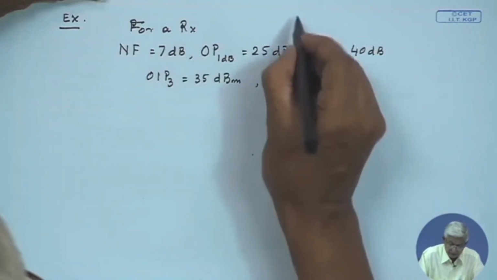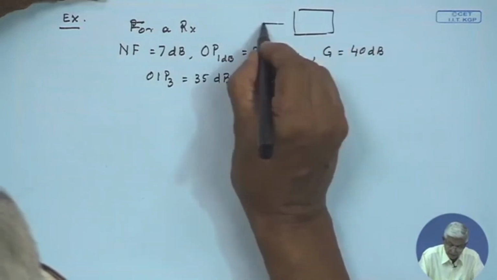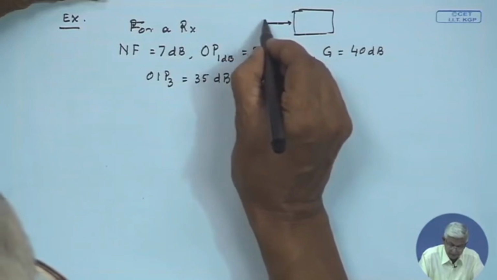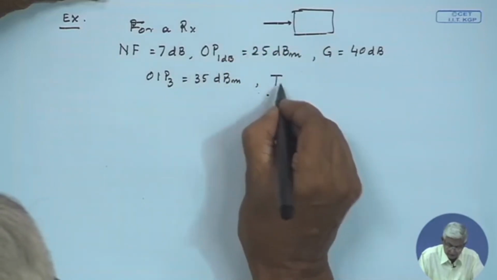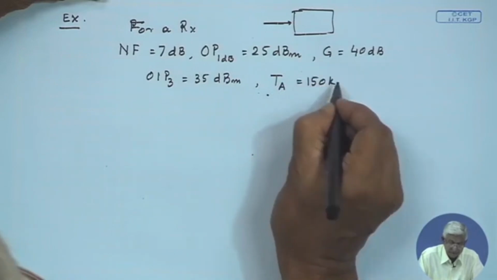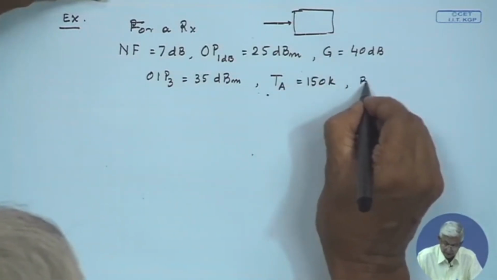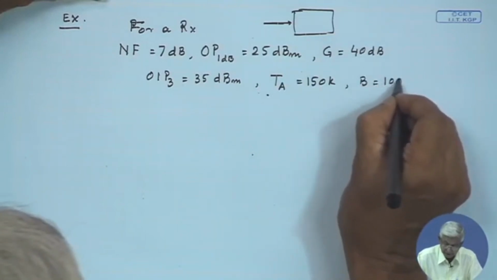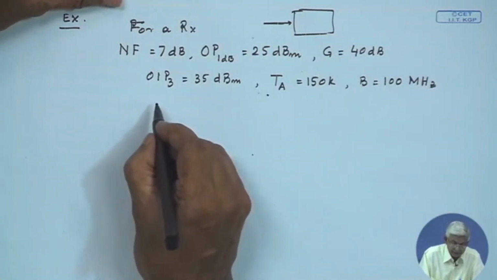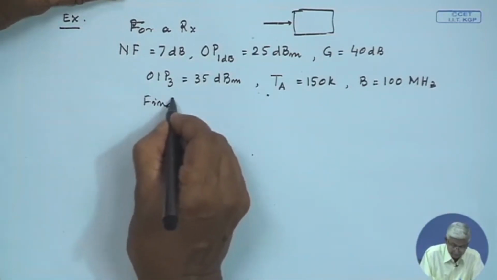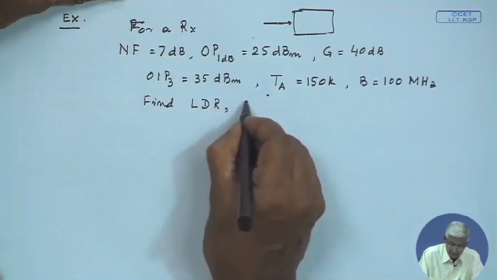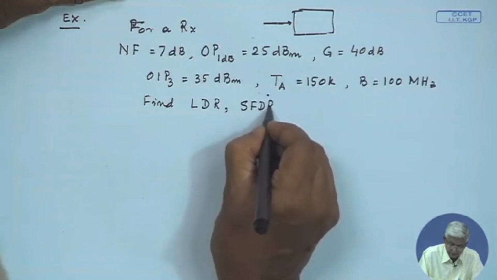That receiver is receiving an input, and it has an antenna in front of it, so from the antenna it is receiving a noise temperature of 150 K. It has a bandwidth of 100 megahertz. Now, can we find the linear dynamic range and the spurious free dynamic range?